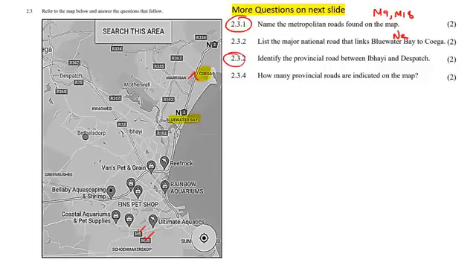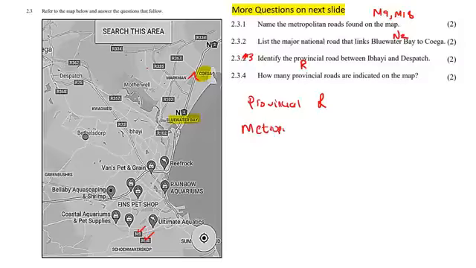Then this question, 2.3.3. Identify the provincial road. Remember, provincial is with an R. Metropolitan is with an M, and national is with an N. So it says, identify the provincial road between Abayi and Dispatch.